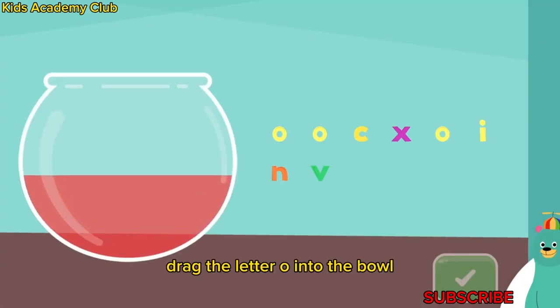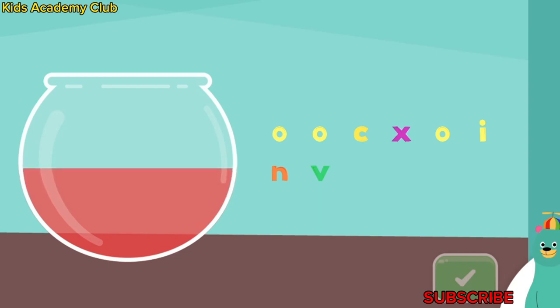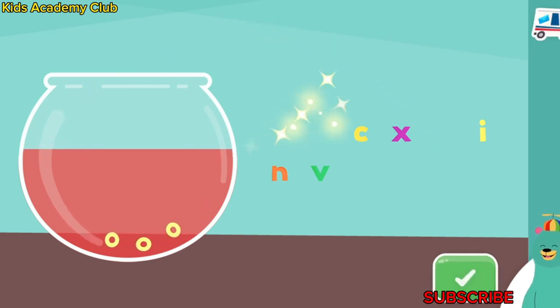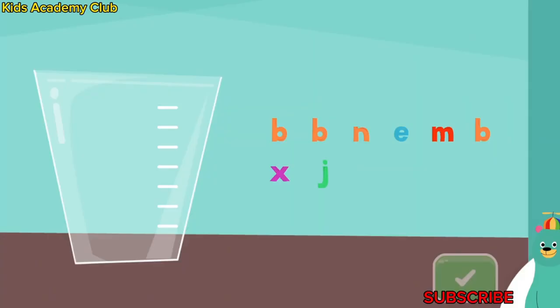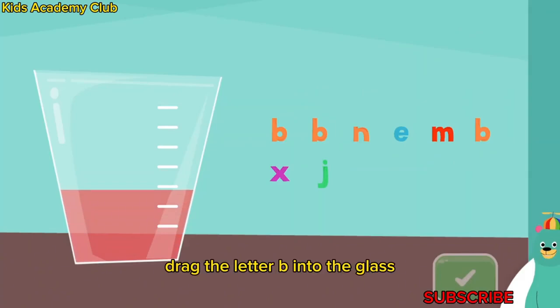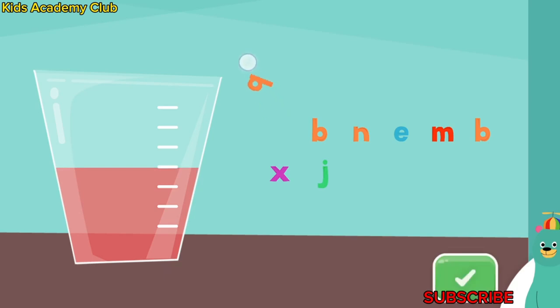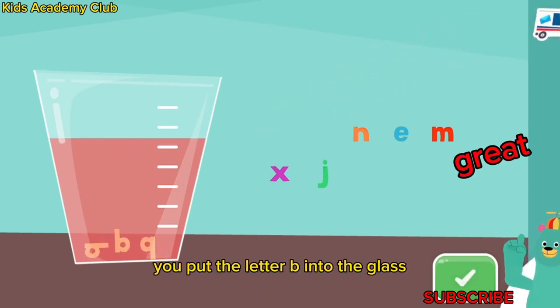Drag the letter O into the bowl. Great! You put the letter O into the bowl. Drag the letter B into the glass. B. Great! You put the letter B into the glass.